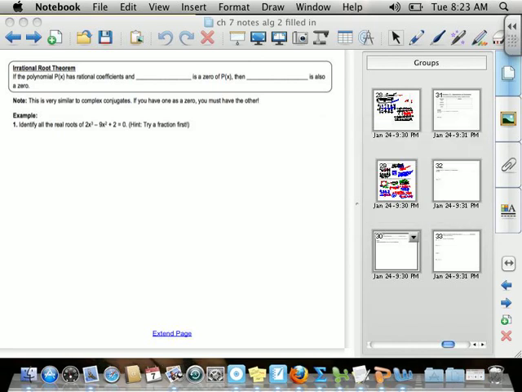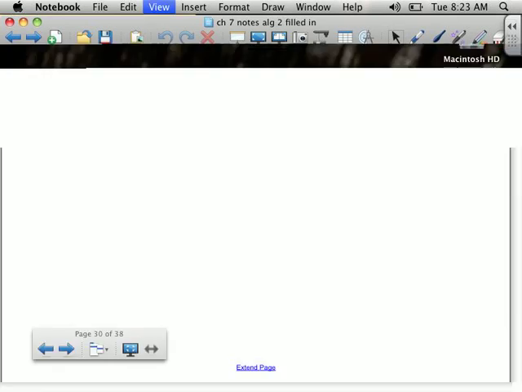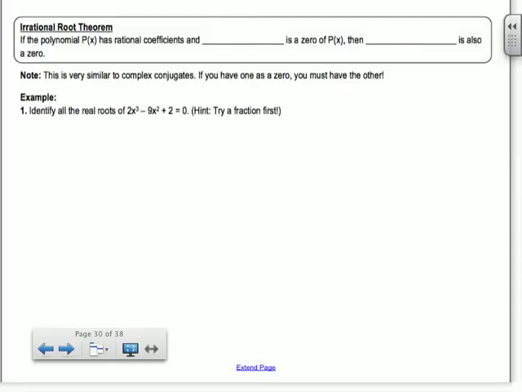All right, so we left off right before the irrational root theorem. The irrational root theorem is very similar to the complex conjugate theorem. It says if the polynomial p of x has rational coefficients and a plus the square root of b is a 0 of p of x, then a minus the square root of b is also a 0.